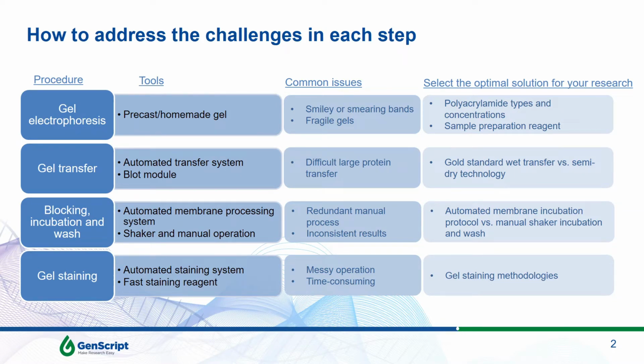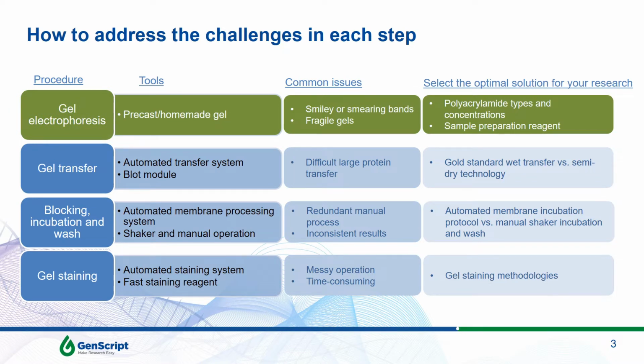Western blotting normally includes these lab procedures: gel electrophoresis, gel transfer, blocking and incubation, and sometimes gel staining. I will go into details of each step to address the challenges or common issues and how we can select the optimal solutions to achieve better and more consistent results.